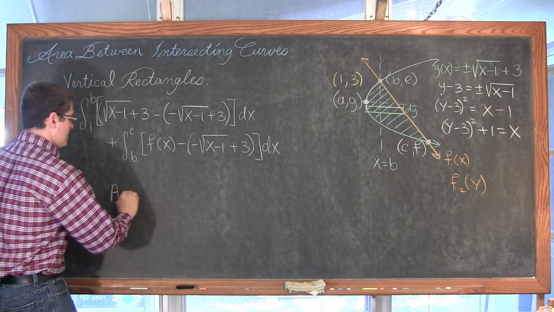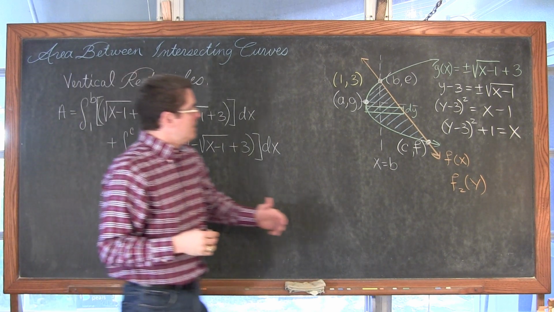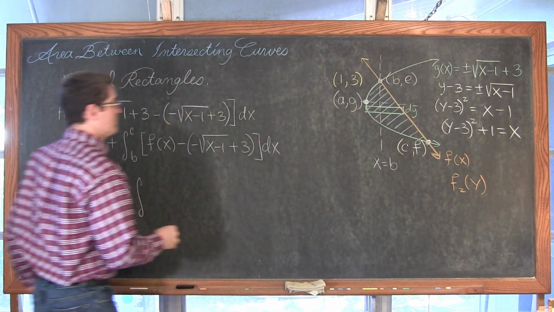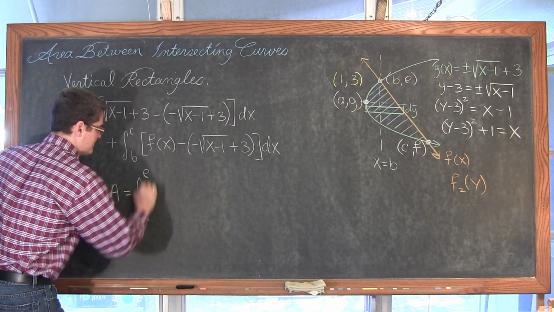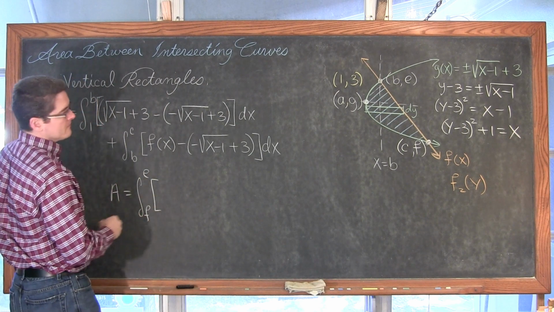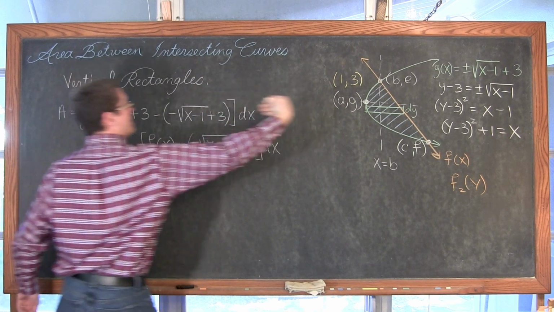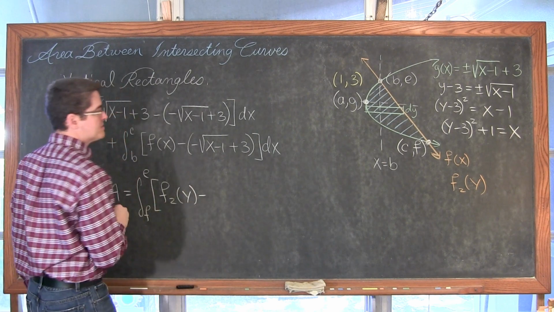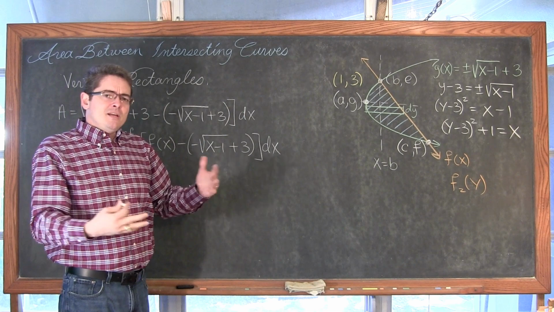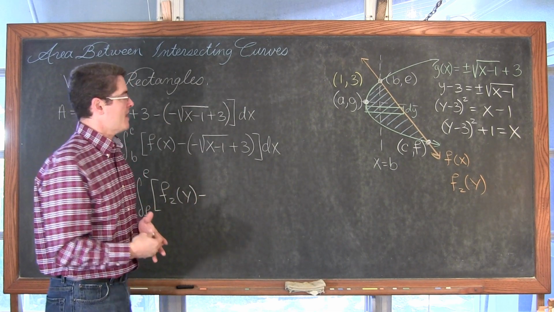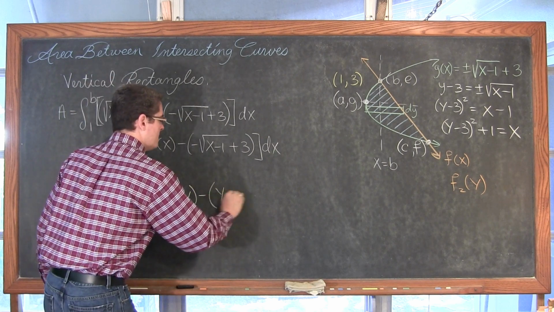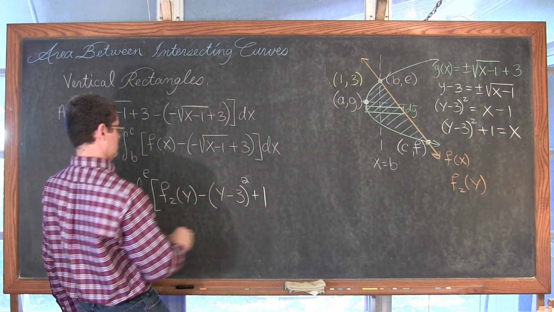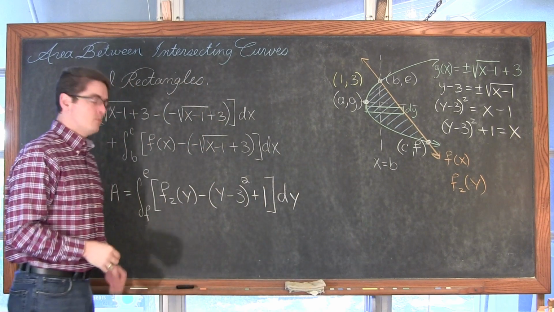That would be the area is equal to the definite integral. The lower y value here is f, and the upper one is e, so it would be the definite integral from f to e of, reading from right to left where I have larger x's and then smaller x's, f sub 2 of y minus, maybe I should be calling it g sub 2 of y, but I gave us a concrete equation for that one, so it would be minus (y minus 3) cubed plus 1. And again, we're integrating with respect to y.